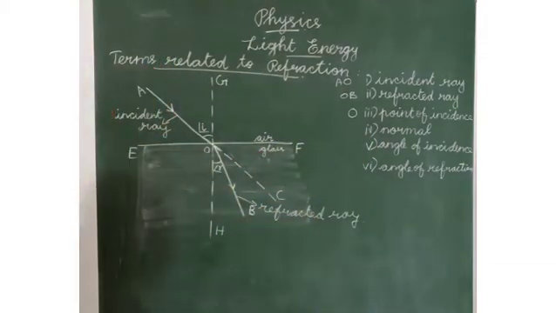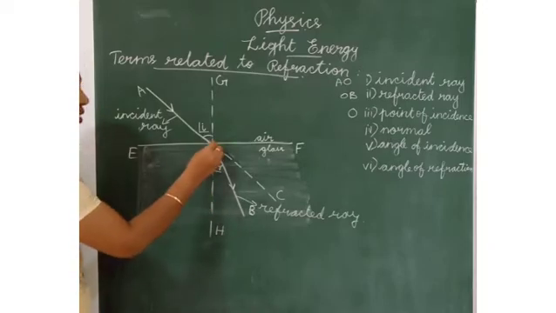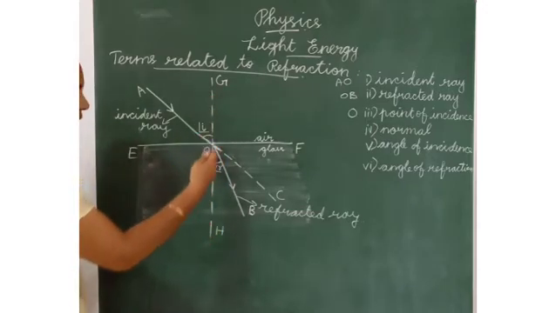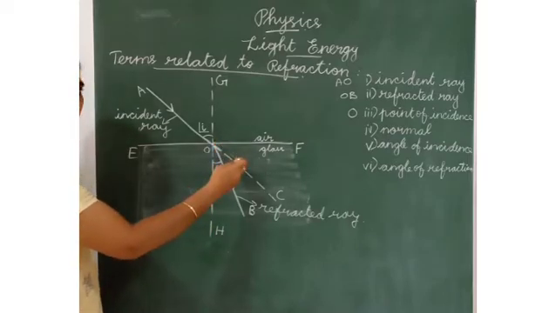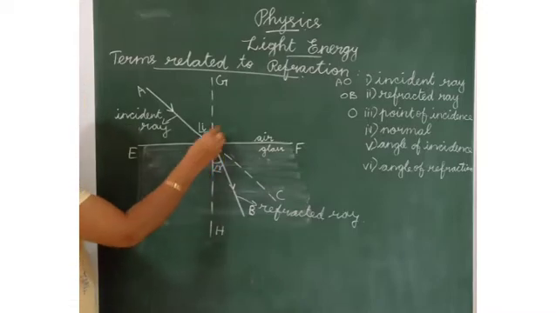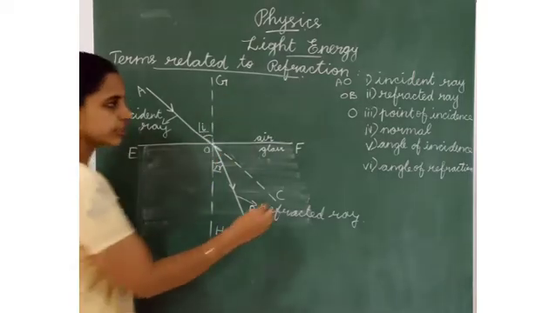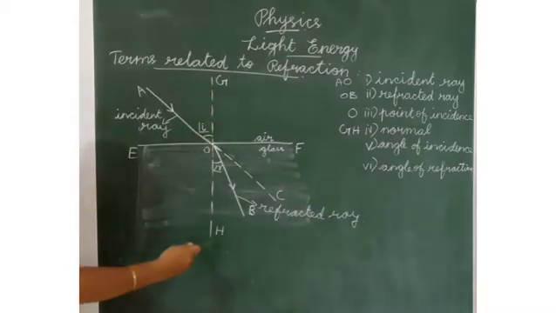Next one is the normal. What is the normal? It is a perpendicular line drawn to the surface between air and glass at the point of incidence. So here, G to H. GH is the normal. It is the perpendicular line.